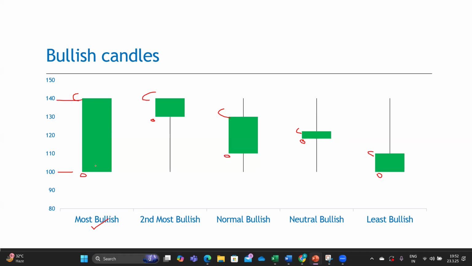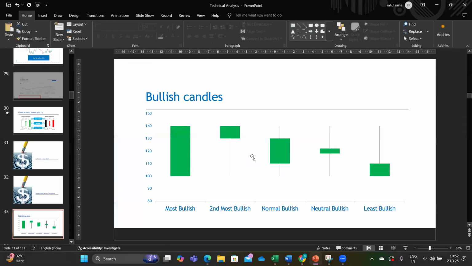This kind of candle is also called a Marubozu candle. Whenever you see this kind of candle in any chart, it is an indicator of bullishness. Okay, this is an indicator of bullishness. Let's see if we can see this kind of candle in Reliance.